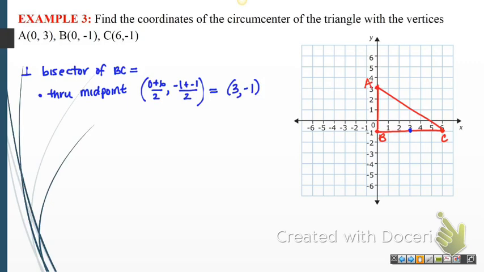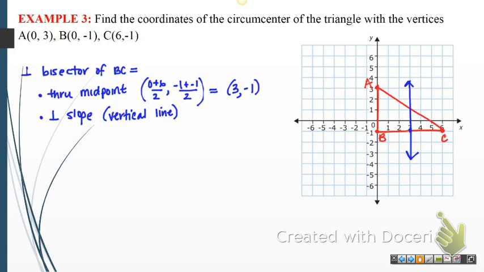Because this is a perpendicular bisector, not only is it passing through this midpoint, the perpendicular bisector line should have the perpendicular slope to line BC. Now, because line BC is a horizontal line, all we have to do is draw a vertical line through the midpoint. Okay, so there's the perpendicular bisector of BC.